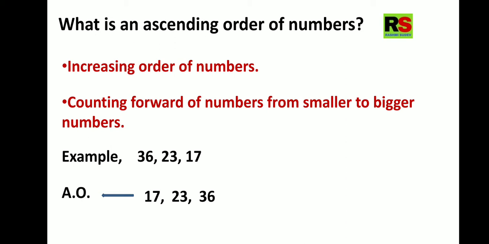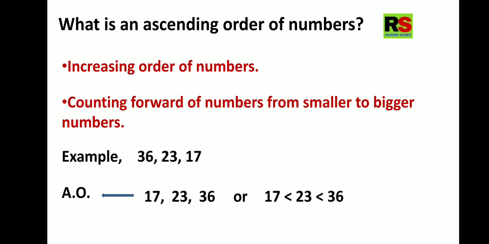Yes or no? The given numbers were 36, 23 and 17. Teacher asked you to set the numbers into ascending order. So you told it is 17, 23 and 36. It is your right answer. But in second standard, one more step you have to learn, and that is OR. You can write it in sign language also.